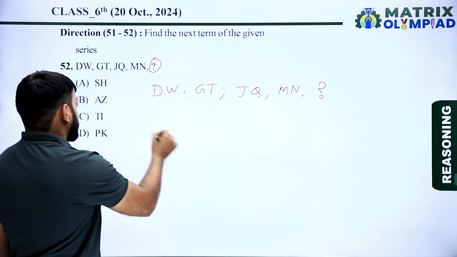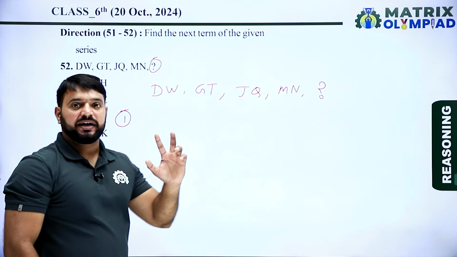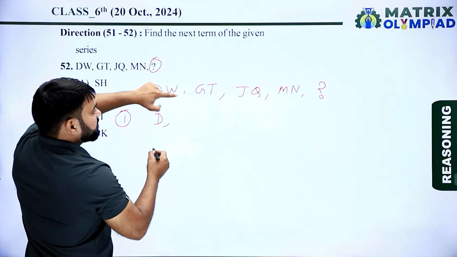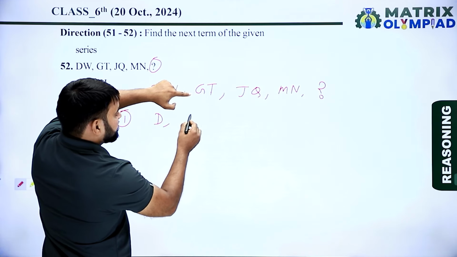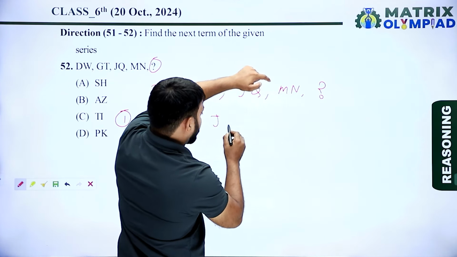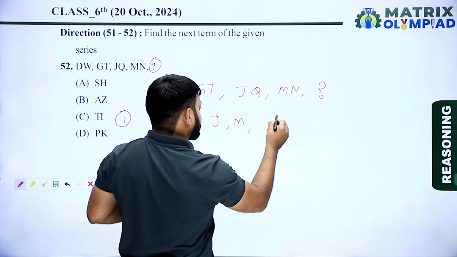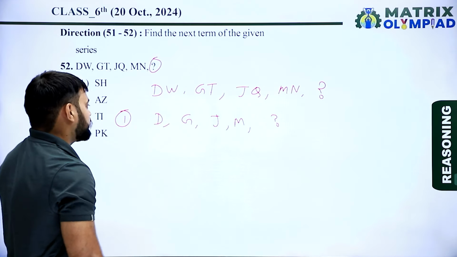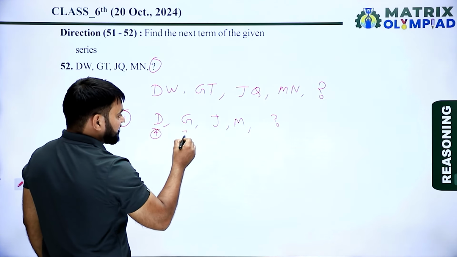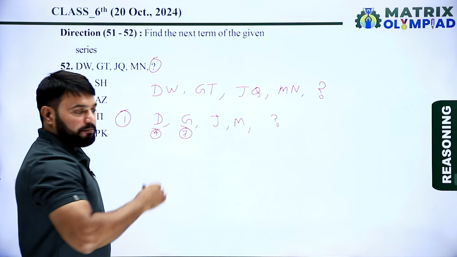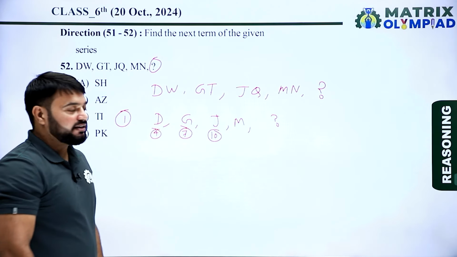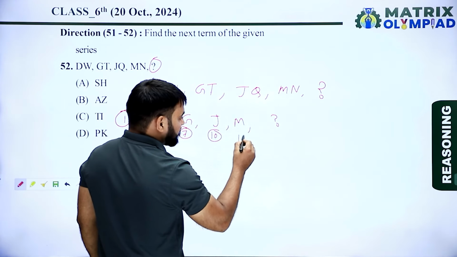In this series, take the first alphabet of each term. The first alphabet of the first term is D. The first alphabet of the second term is G. After G next is J. After J next is M. After M the next is missing. The place value of D is 4. The place value of G is 7 in the English alphabet. The place value of J is 10. The place value of M is 13.